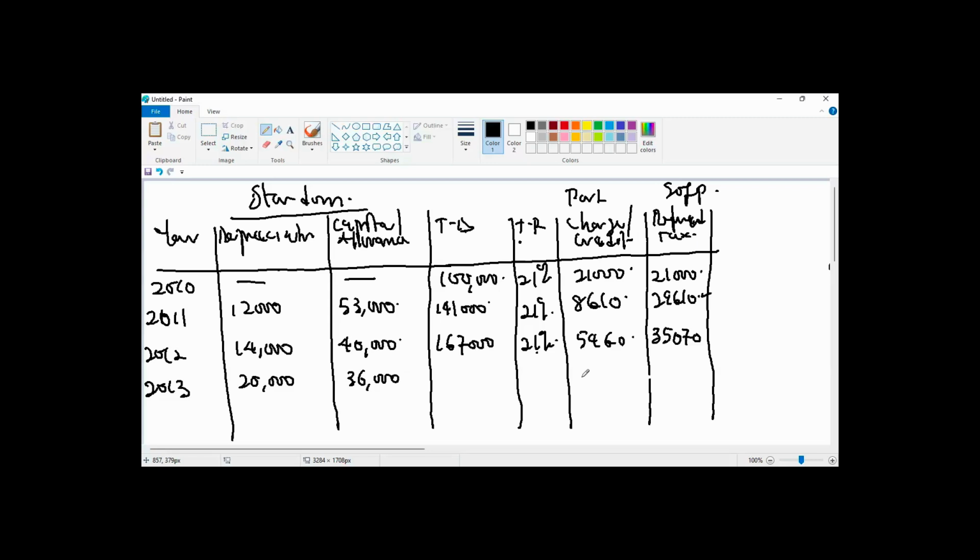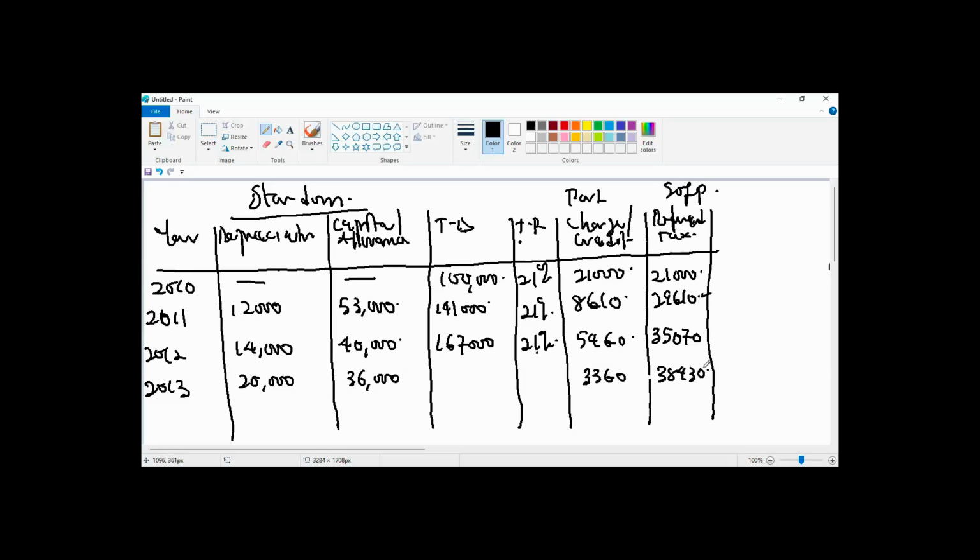Which one should we be doing so that we stick to one? Which one do you like? $16,000 times 0.21. That's 3,360. 3,360 plus 35,070 is 38,430.